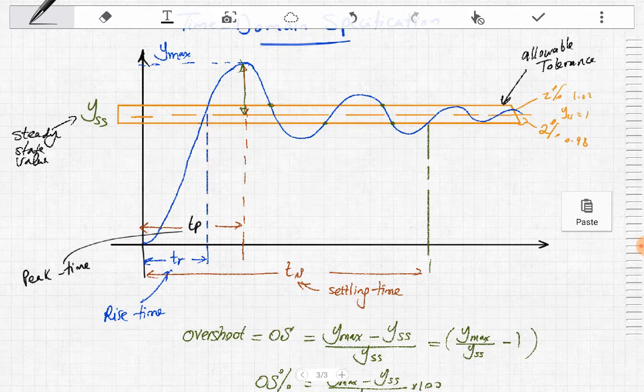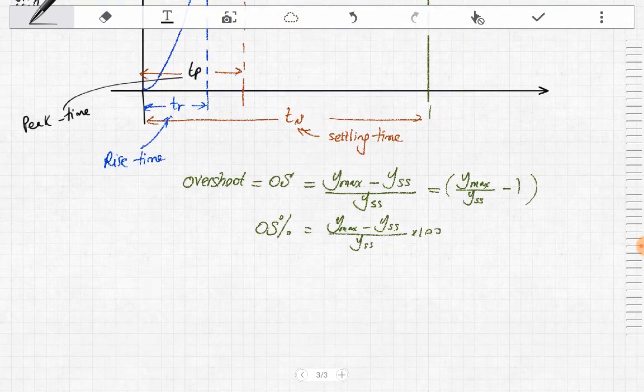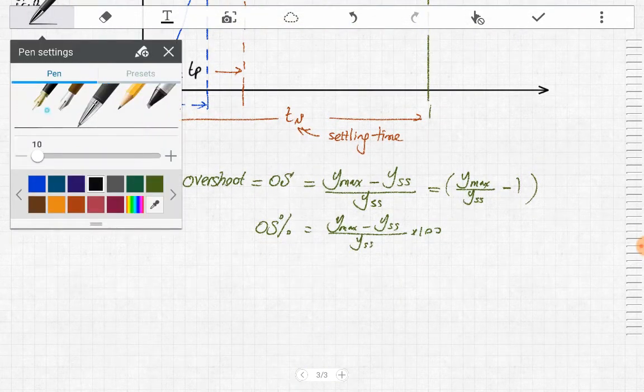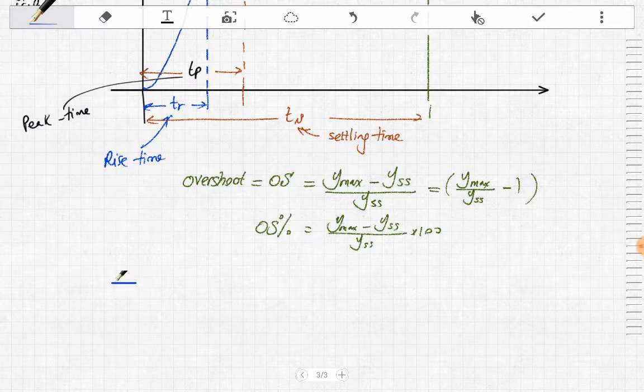The first thing, the rise time. You know the rise time. So the rise time equation, TR, will be equal to pi minus theta over omega d, and theta is equal to tan minus 1 of A over B.